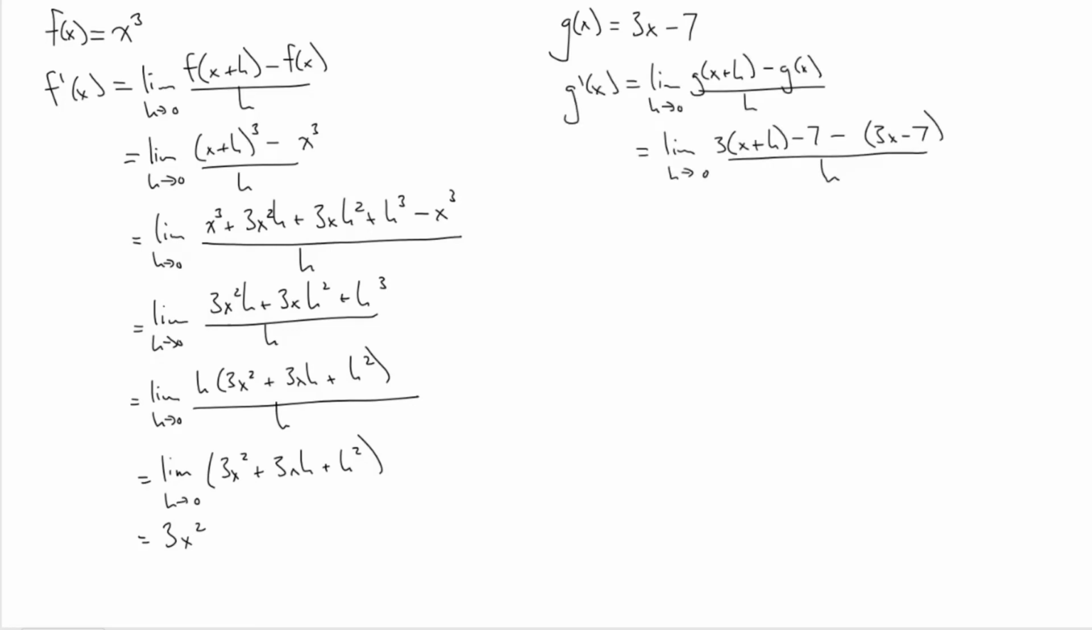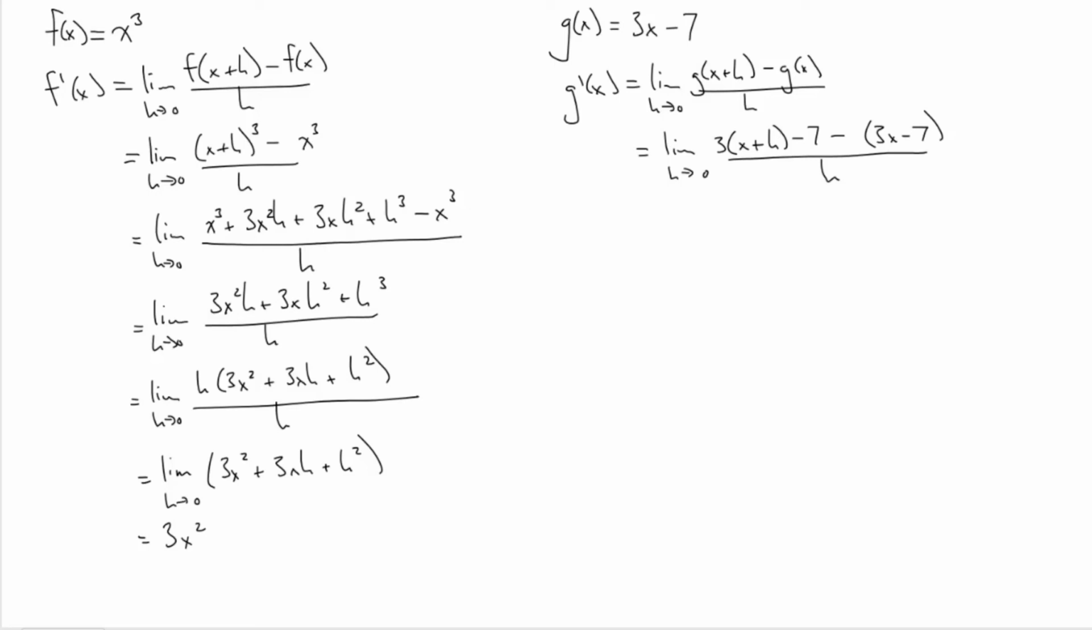So by definition, the derivative is the limit as h approaches 0 of g of x plus h minus g of x, all over h. What is g of x plus h? Well, you plug x plus h into the function and you get 3 times x plus h minus 7.